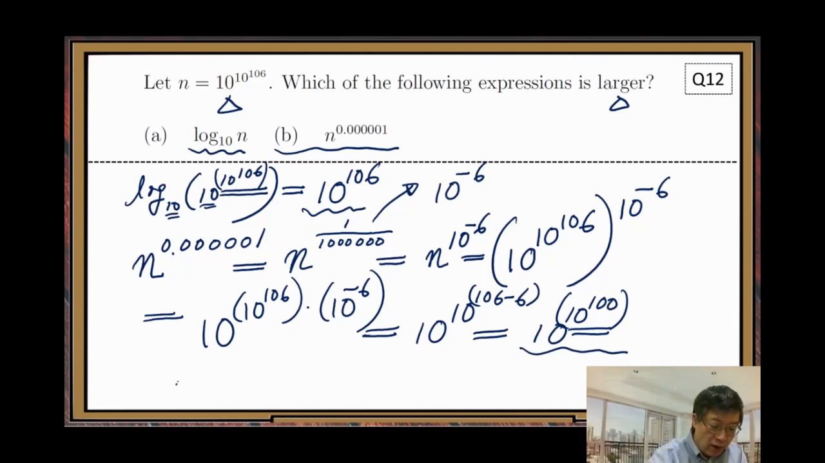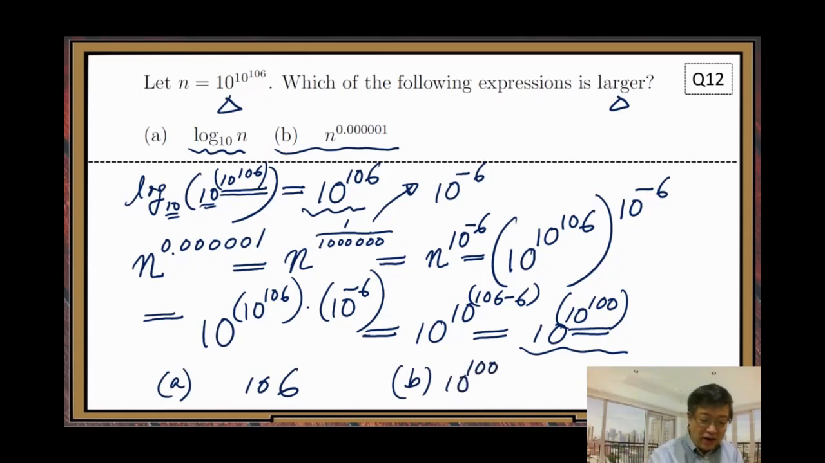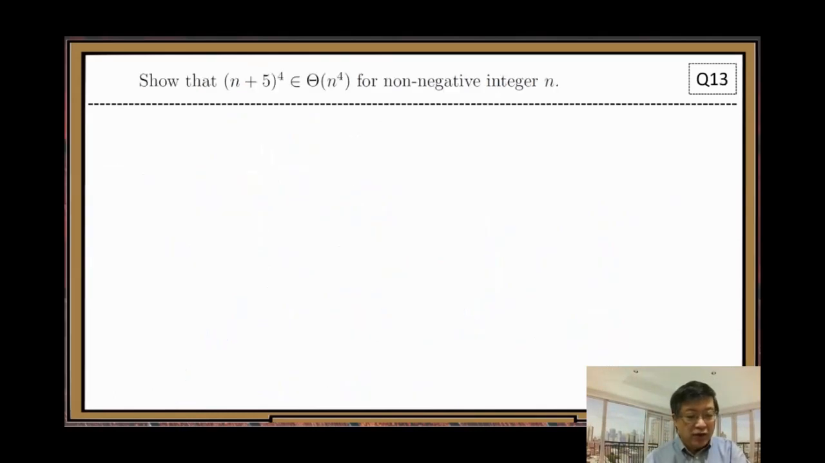The first one, option A, has exponent 106. Option B has exponent 10 to the 100th power. Clearly, option B is much, much greater than option A. How about that? So now you can comfortably choose the correct answer. B is correct. All right, so that's question number 12, the last question of this video.